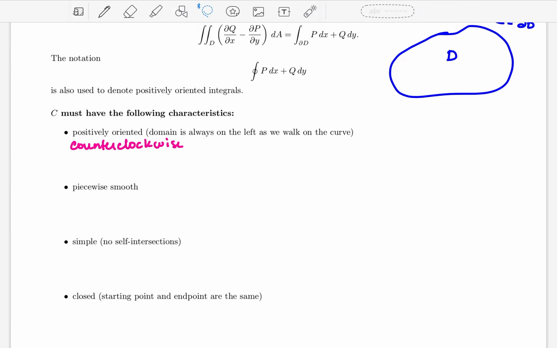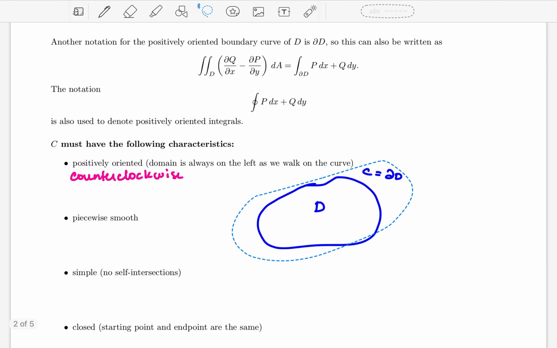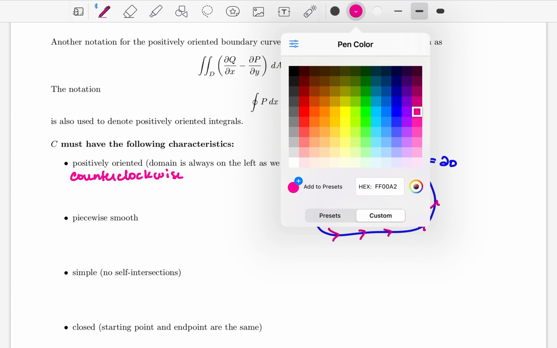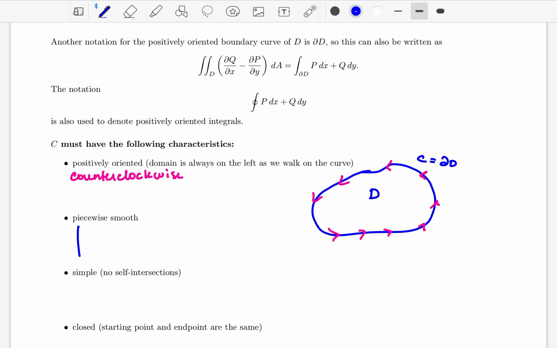So maybe I should take this with me. So that means that if I'm here, then counterclockwise means it's moving in this direction. Okay? Because this integral has to do with circulation, so that is actually very, very important. Okay? Perfect. Now, piecewise defined or piecewise smooth means that you could have something like this, which even though it has those little corners, if you look at it piece by piece, then it's still defined.